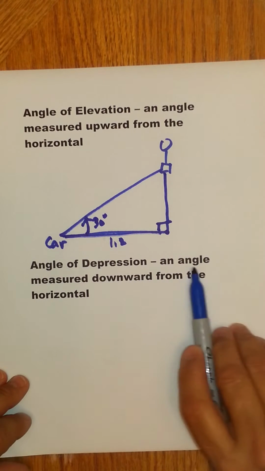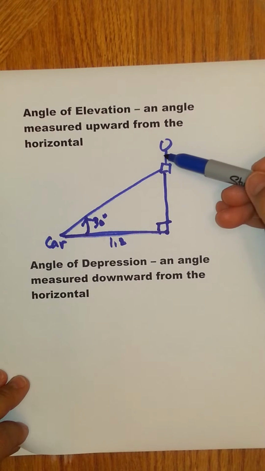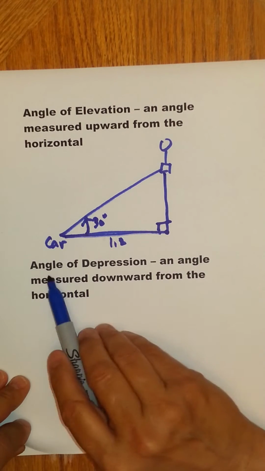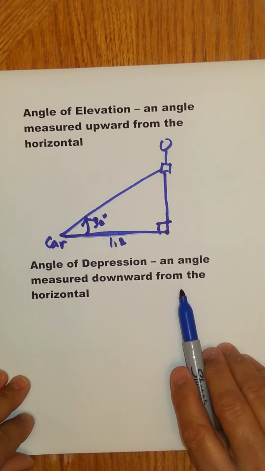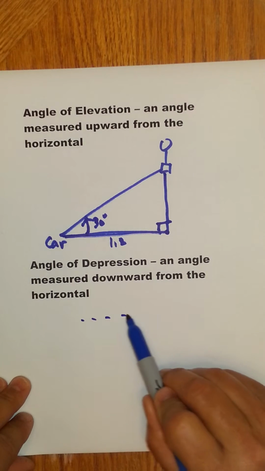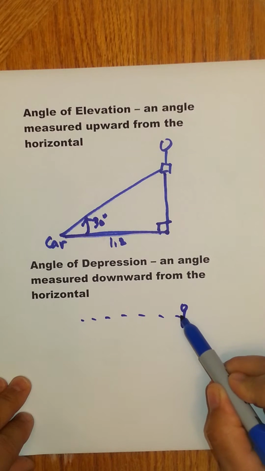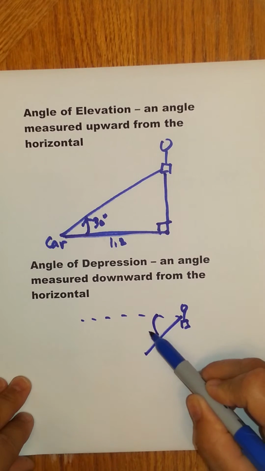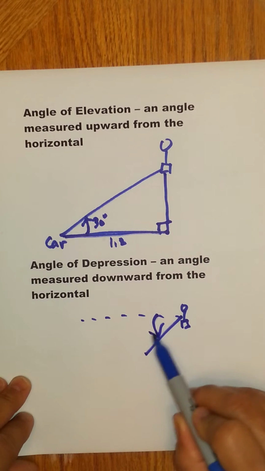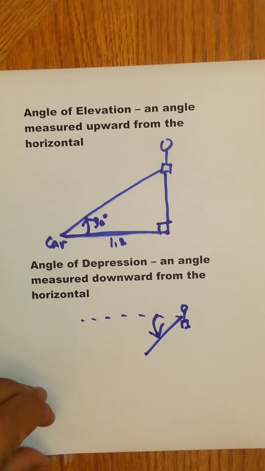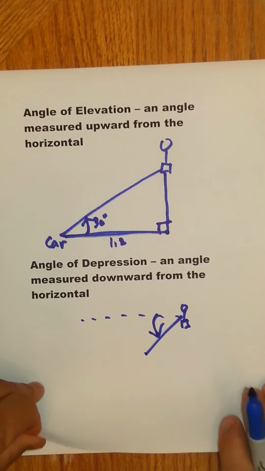If they had given me an angle of depression, like maybe the hot air balloon was looking down and sighting the car, then in that case the angle of depression is measured downward from the horizontal, but you'd have to have a horizontal like this, where here's the balloon, and downward from this horizontal, that would be the angle of depression, okay? So, now let's go ahead and go through these pieces.